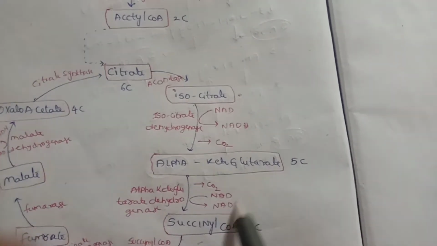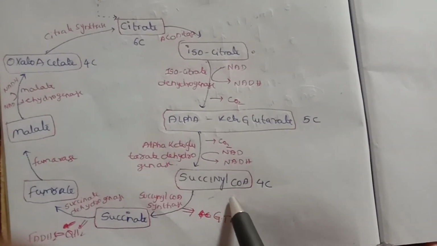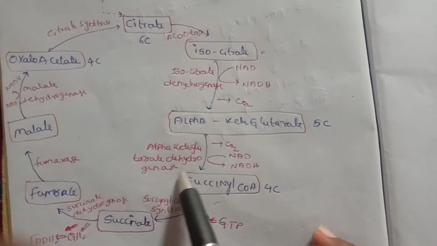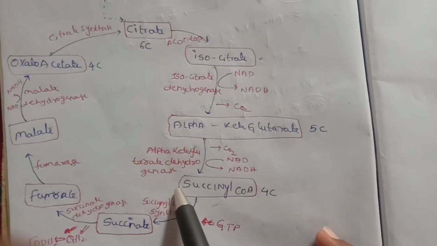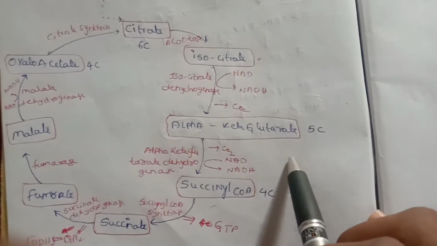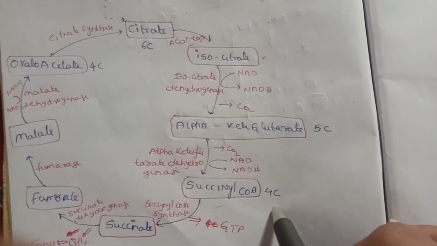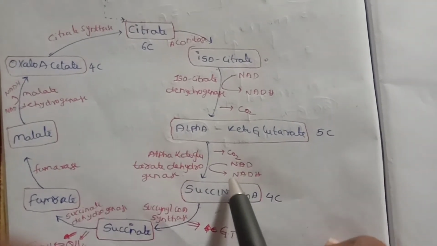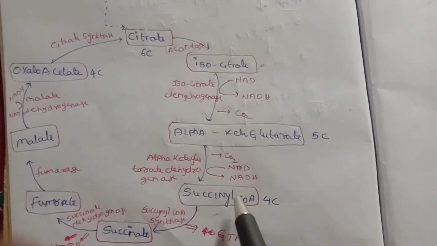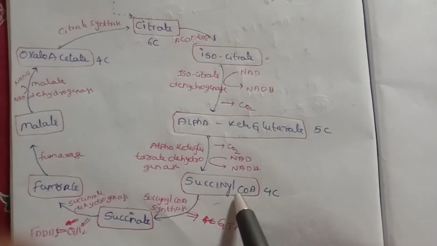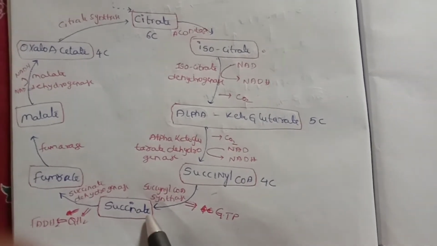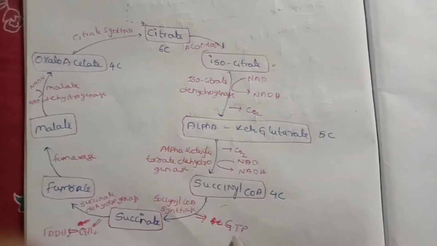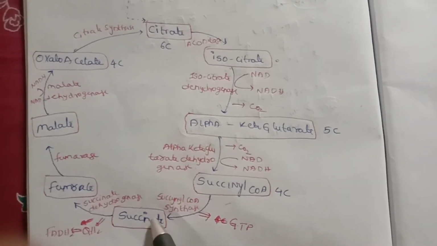The alpha ketoglutarate is converted into succinyl CoA by the enzyme alpha ketoglutarate dehydrogenase. The 5 carbon compound is converted into a 4 carbon compound, CO2 is released, and NAD is reduced to NADH. Then the succinyl CoA is converted into succinate by the enzyme succinyl CoA synthase, and a molecule of GTP is released.